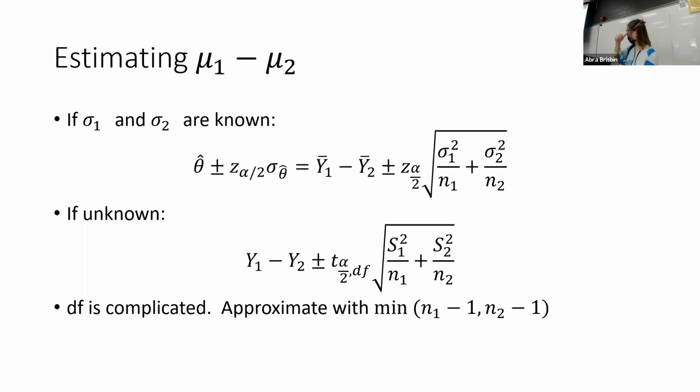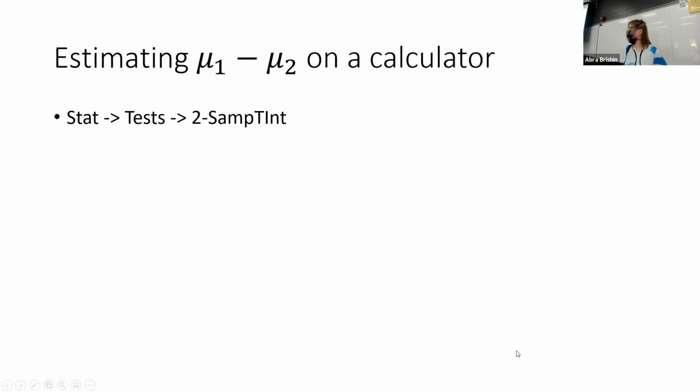But more commonly, when you're finding these confidence intervals, you'll have either R or a calculator with you. So to do this on a calculator, you can go to stat, tests, 2-SampTInt.